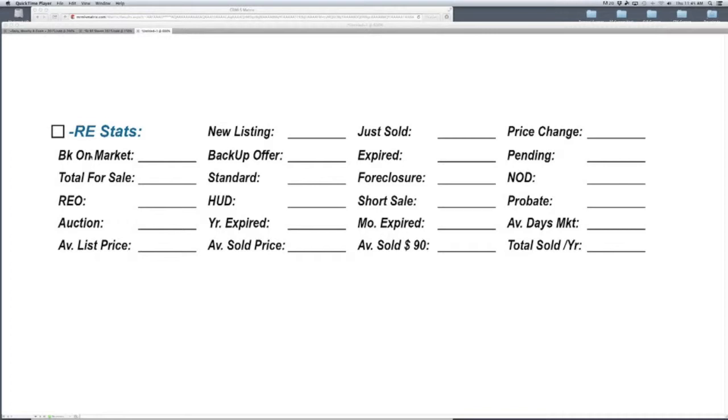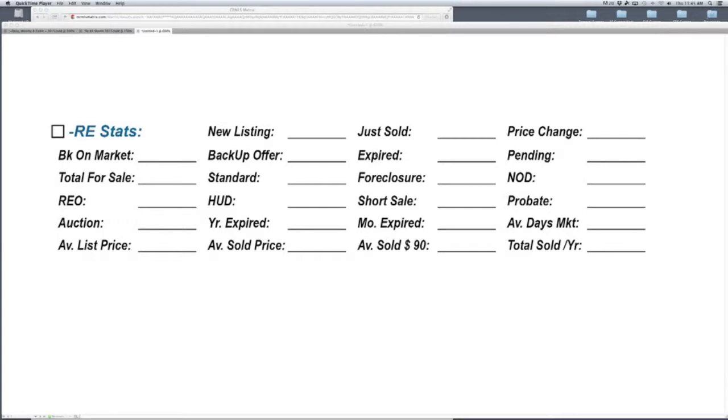Next thing I want to know is back on market. How many of my listings were taken off the market? Maybe they had to do a repair or something like that, and they've put them back on market. So that number is going to be right here for back on market. Backup offer. How many of my listings that were once active have now been kind of sold, but they're still accepting backup offers, and that number is going to go here.